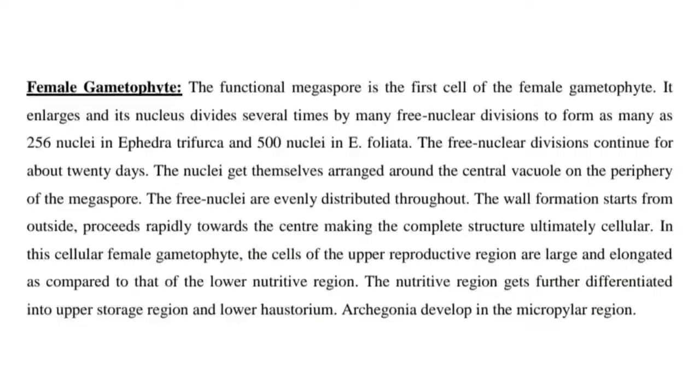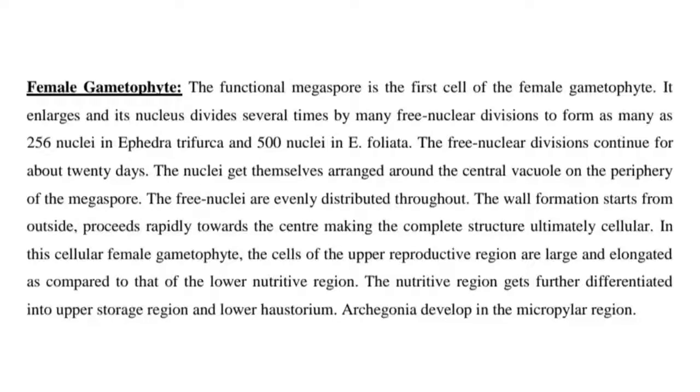Female gametophyte. The functional megaspore is the first cell of the female gametophyte. It enlarges and its nucleus divides several times by many free nuclear divisions to form as many as 256 nuclei in Ephedra trifurca and 500 nuclei in E. foliata. The free nuclear divisions continue for about 20 days. The nuclei get themselves arranged around the central vacuole on the periphery of the megaspore. The free nuclei are evenly distributed throughout.